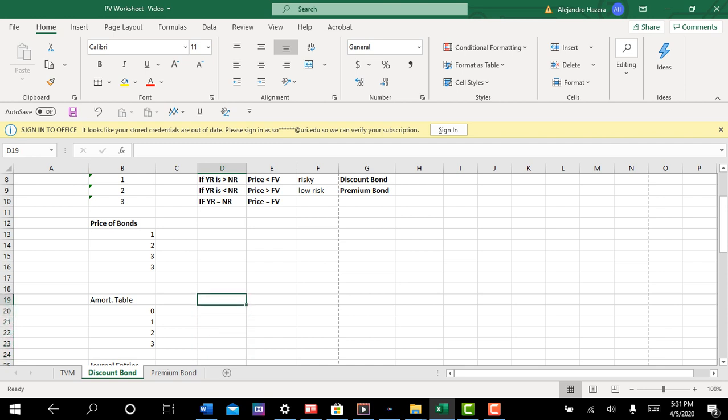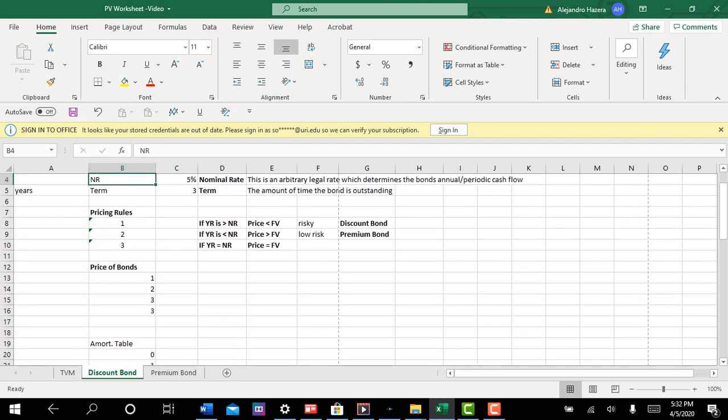Okay, so we're going to have 3 steps here. The first one is we're going to compute the price of the bond. And that's very important because we're going to be using the concept of present value. That's why present value is so important. Okay, and it's got 3 years. And then we're going to do what is called an amortization table.